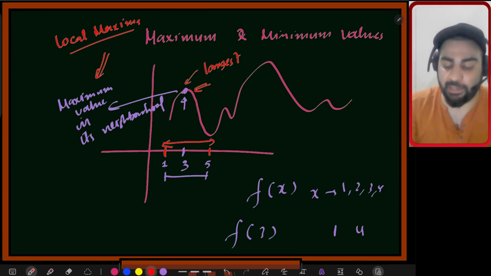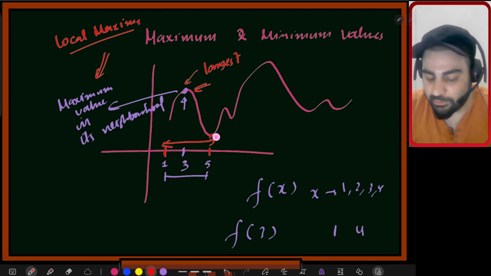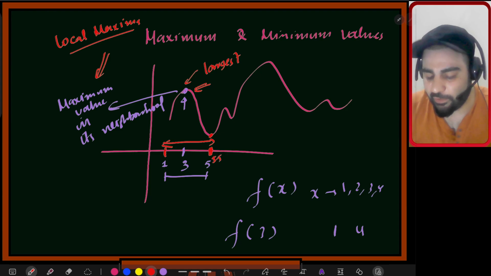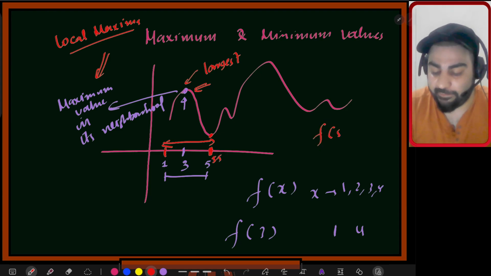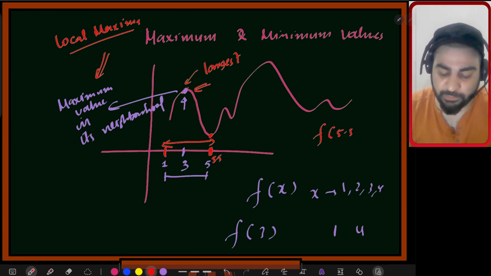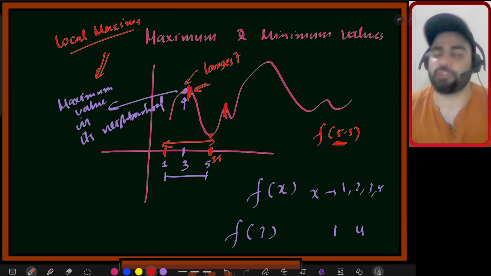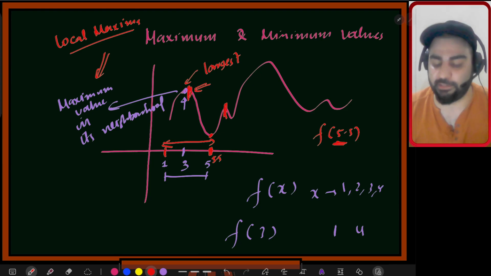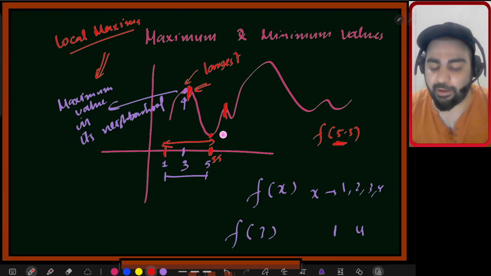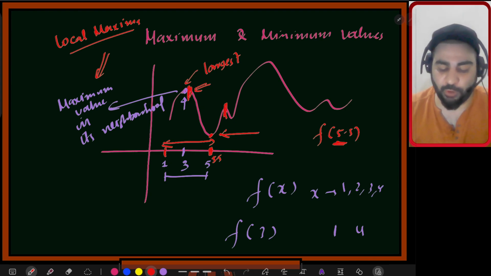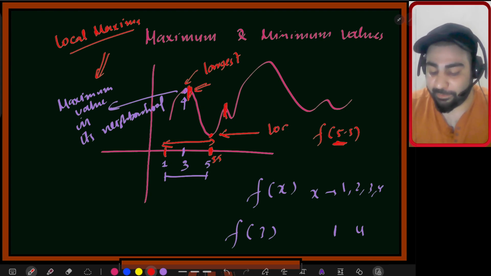Similarly for the minima, if you see this value here, let's say 5.5 or 5.4, from this point to this point we have the value 5.5. So it takes the least value in the function. This value, 5.5, when computed gives the least value in its neighborhood. So we call this a local minima.